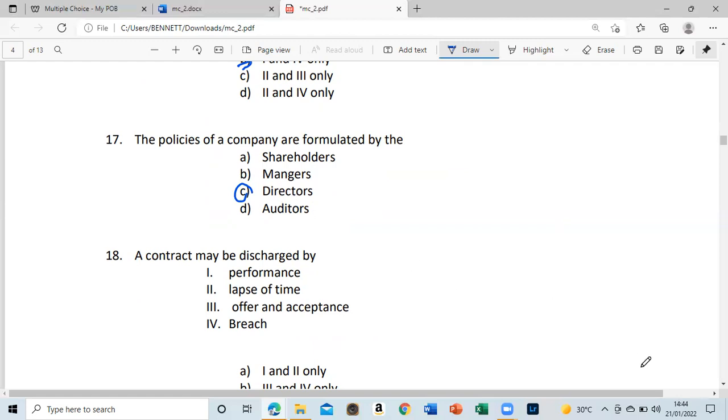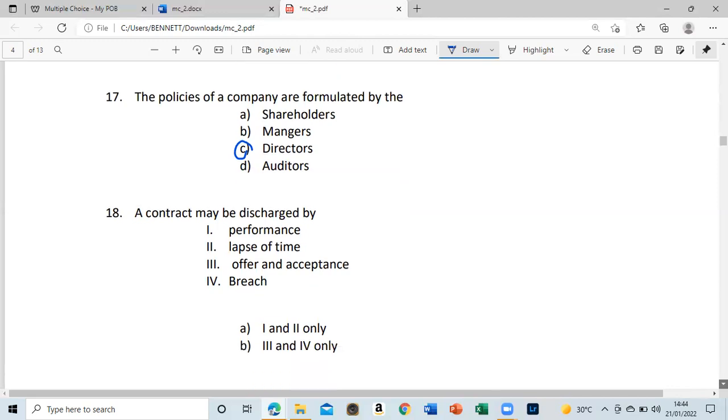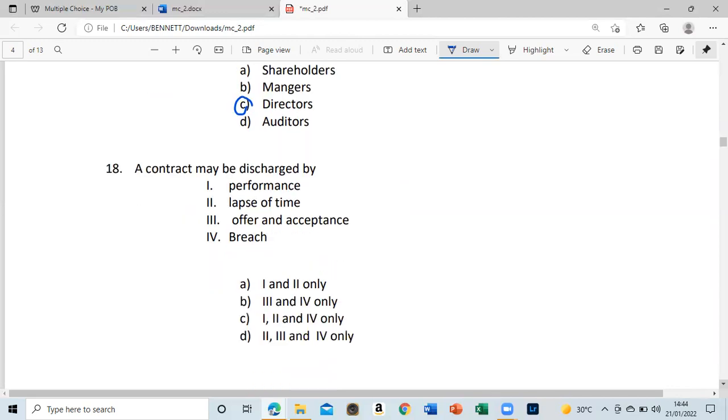A contract may be discharged by 1, performance, 2, lapse of time, 3, half an acceptance, and 4, breach. So number 18, let's see, we're going to exclude 3, half an acceptance. So number 18 would be C.